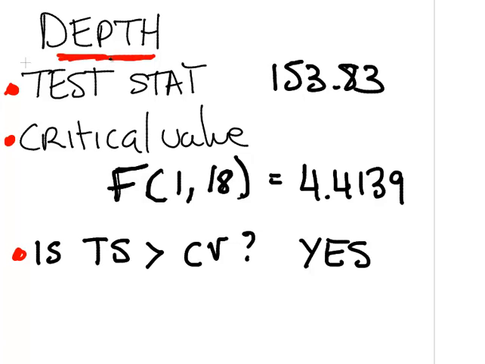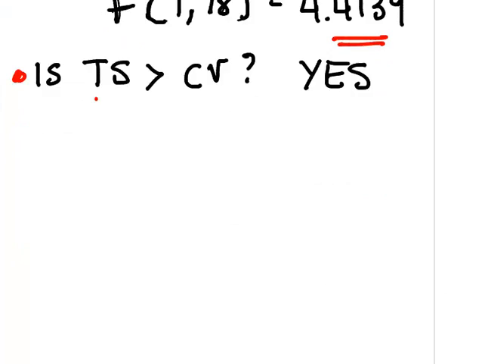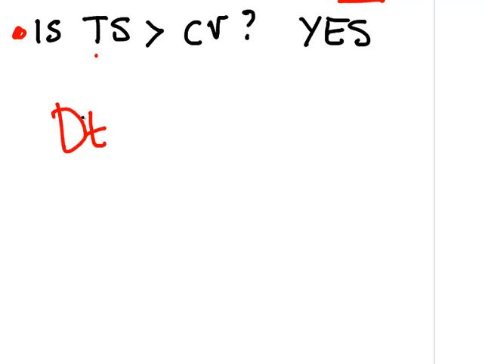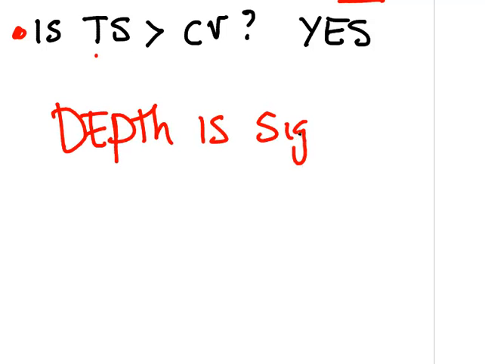Depth. Does depth make a difference? Is there any difference between plowing at 8 centimeters or plowing at 10 centimeters? We want to know, is depth significant? The test statistic here was 153.83. The critical value, with degrees of freedom 1 and 18, from the tables was 4.4139. Is the test statistic greater than the critical value? Again, yes, that means depth is significant. So it does have an effect what depth you put a plow at.